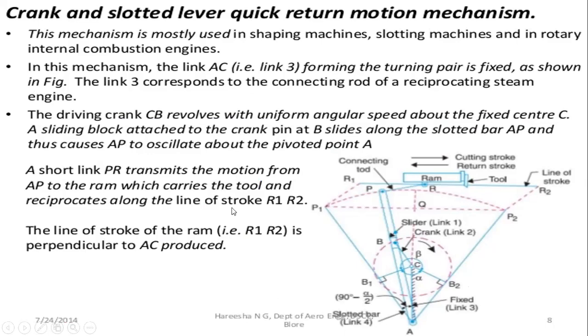A sliding block attached to the crank pin at B slides along the slotted bar AP. So that is the AP position. So AP is the slotted bar position and B is the slider in the AP. And thus it causes AP to oscillate about the pivoted point A.